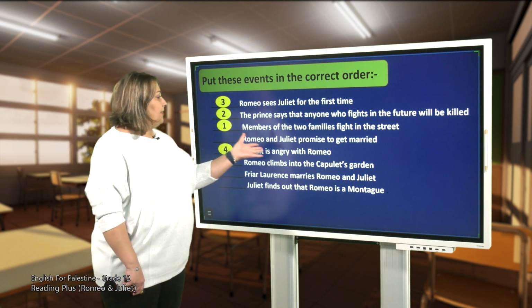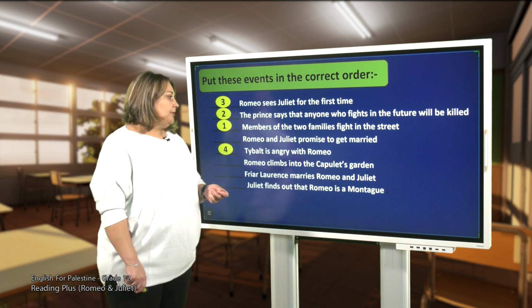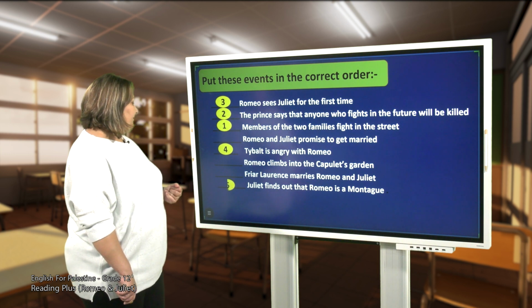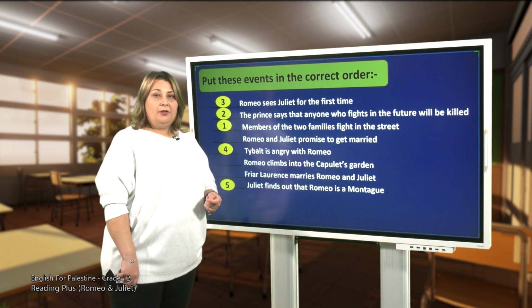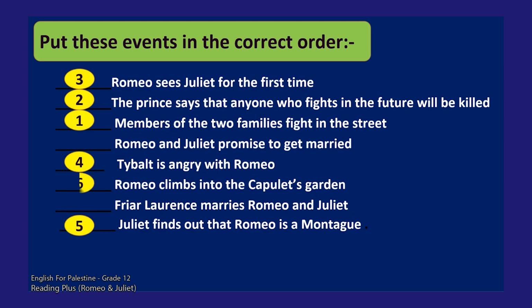Next, 4. Tybalt is angry with Romeo. 5. Juliet finds out that Romeo is a Montague. Excellent. And number 6. Romeo climbs into the Capulets' garden. 7. Romeo and Juliet promise to get married. And the last one. Friar Lawrence marries Romeo and Juliet. Excellent job.